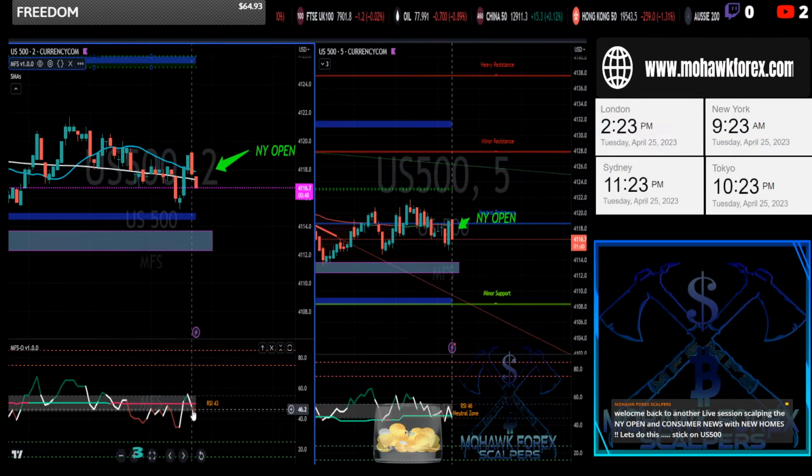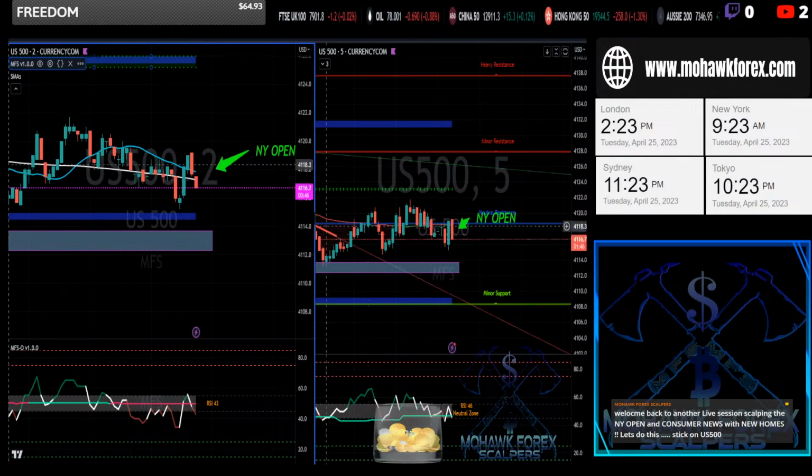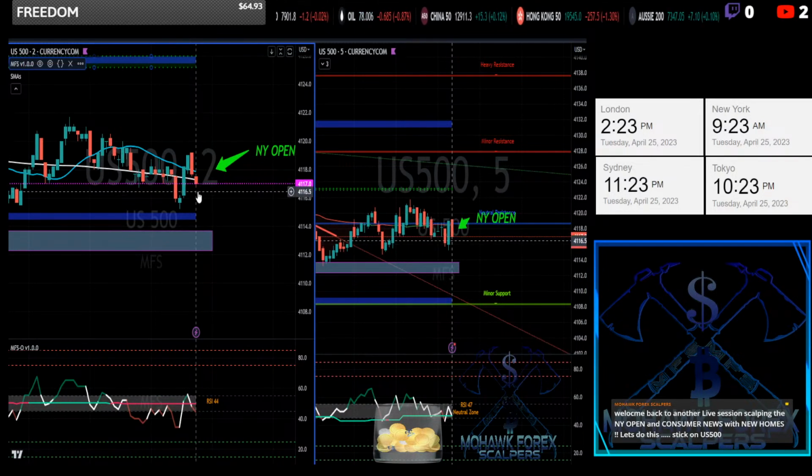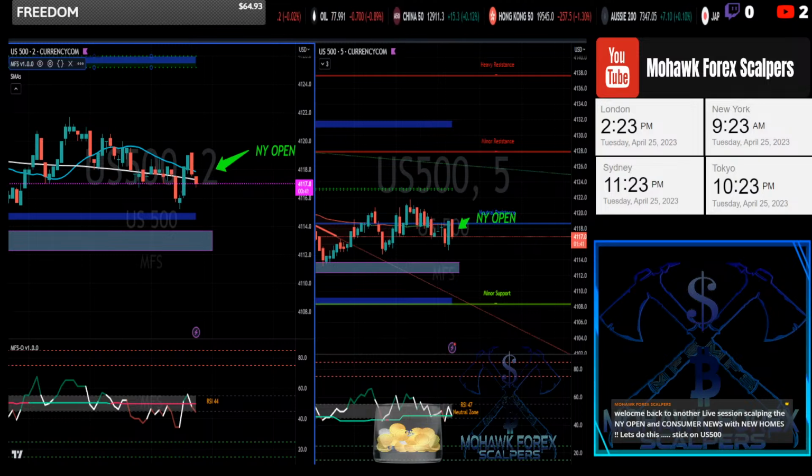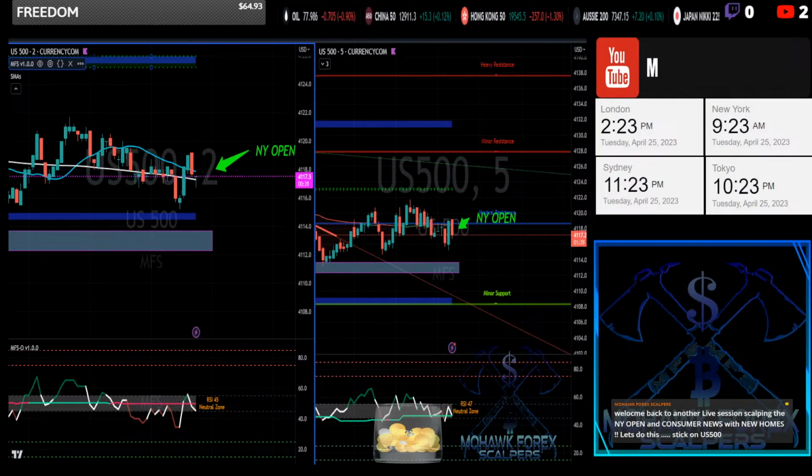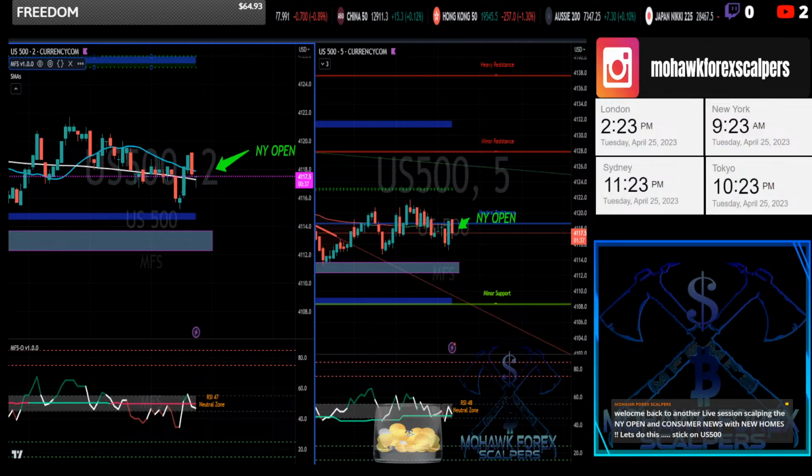RSI's just dipped below now, going red, popping down. So look at my broker, just have a look, IC Markets. Spreads are still wide at the moment.